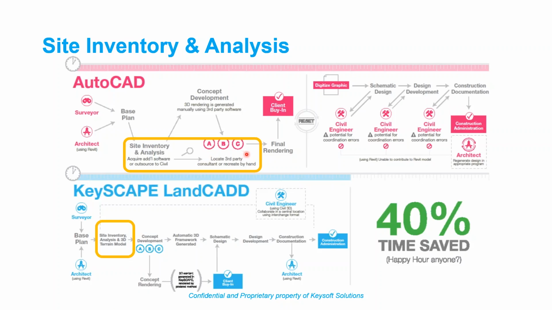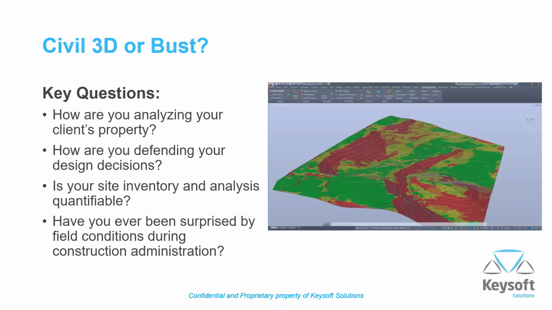In KeySCAPE, we equip you with some tools to quickly, within 30 minutes or so, generate things like slope analysis, aspect analysis, elevation, and water flow analysis. So some of the questions I asked myself if I was considering a new product is, how are we doing analysis today? How are you defending your design decisions? Do you know exactly what that site is capable of? And are we preparing ourselves to not be surprised by field conditions?